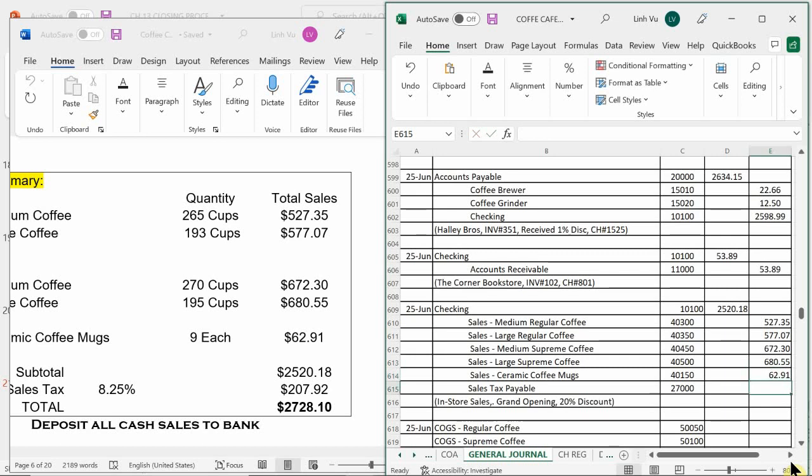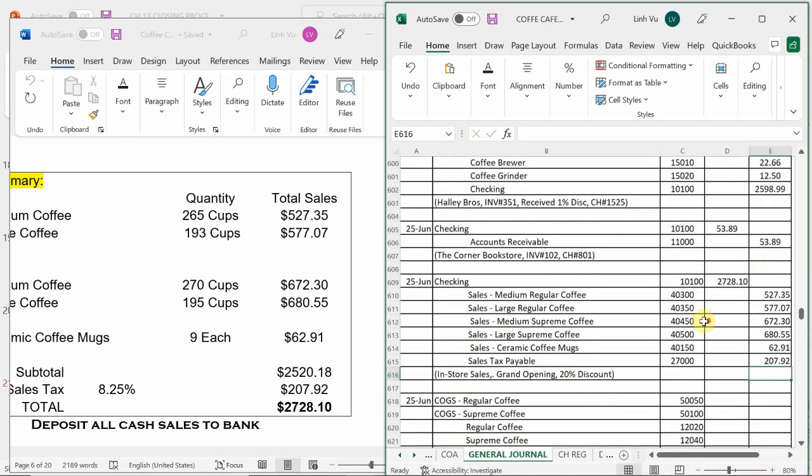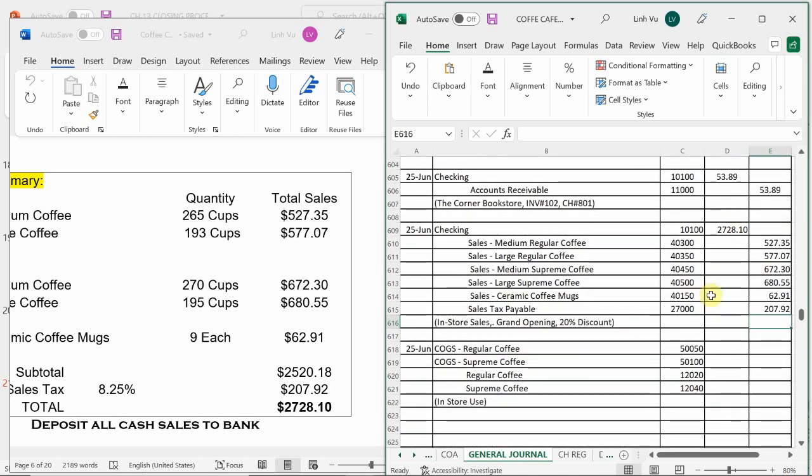And we end up charging a total of $207.92 worth of taxes, giving us a grand total of $2,728.10. So in this case, I match my journal. That means I can proceed, because there are no typos there.